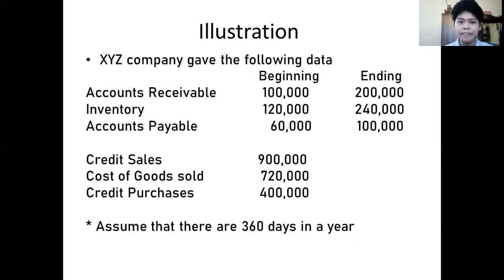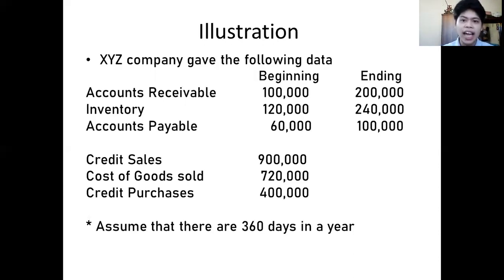Okay, maganda sa problem na to kasi given ang credit sales. But what if hindi given yung credit sales? What if sales lang ang nakalagay? Okay, pag sales lang ang nakalagay, there are instances that we can assume na yung sales na yun, credit sales yun. Okay, so kung hindi given yung credit sales, pag sales lang ang binigay, you can assume na yung sales na yun, credit sales lahat. In the same way as credit purchases.